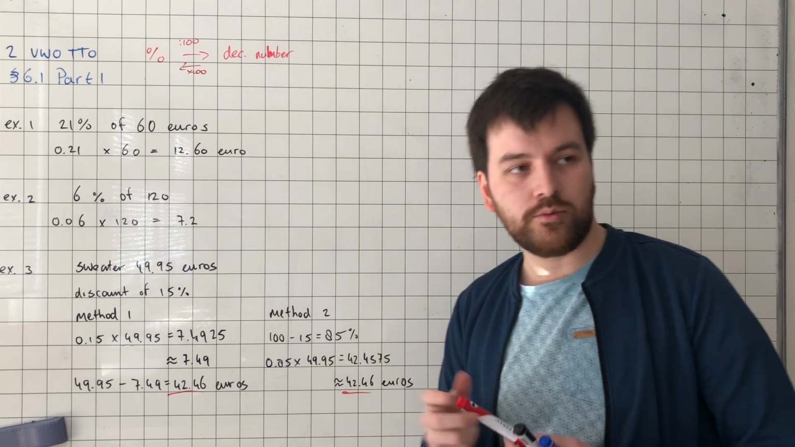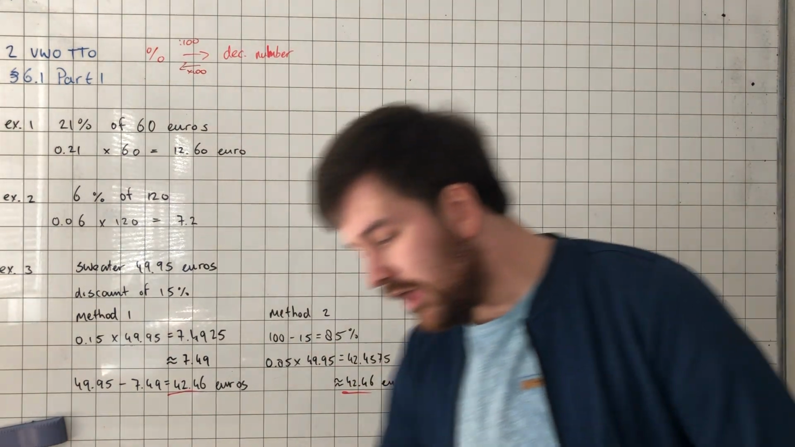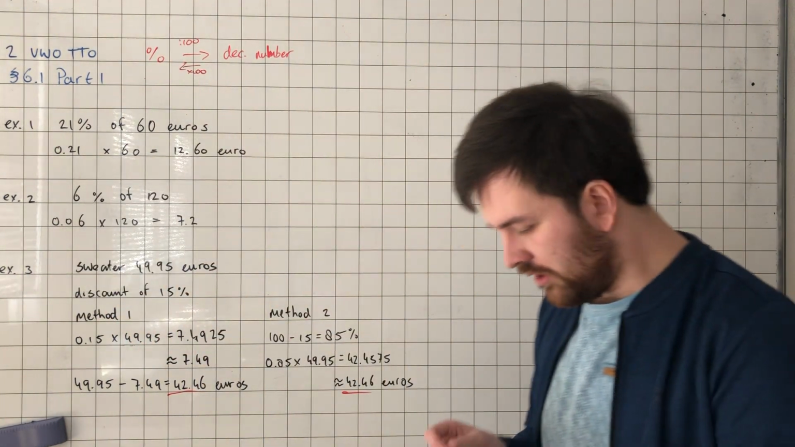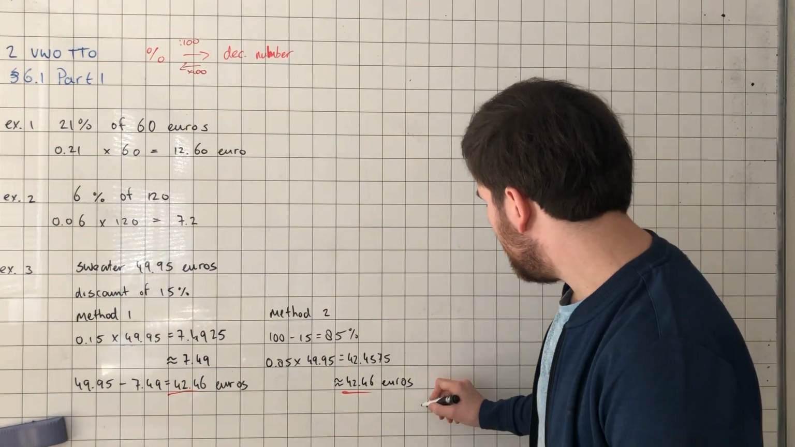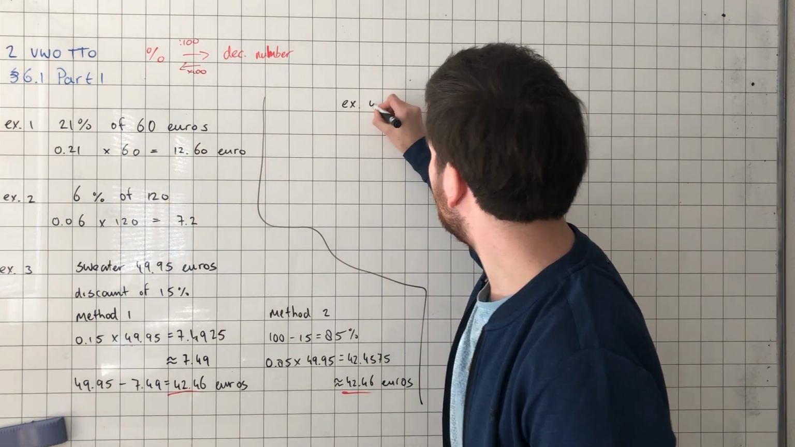So whichever method you want to use is up to you. Choose a method which you do understand. The last example has to do with an increase. This was a decrease. Example 4.